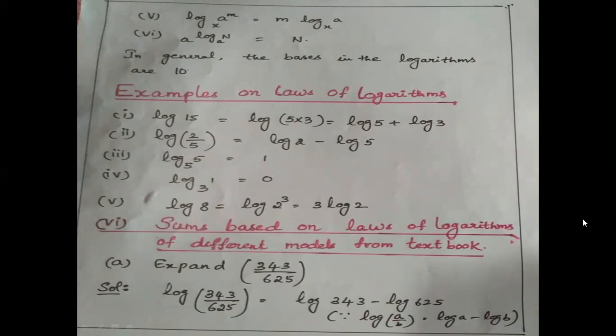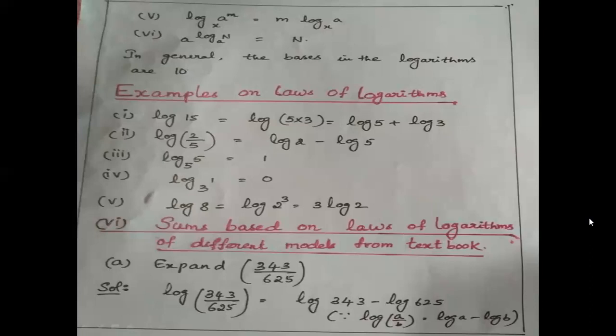Now, examples of the laws of logarithms. First one, log 15. How this is to be expanded using the first law of logarithm. Log 15. 15 can be written as 5 into 3. It means this is log AB. Log AB we can expand it as log A plus log B, that is log 5 plus log 3. Here you see the bases are not mentioned. That means you have to consider the base as 10.